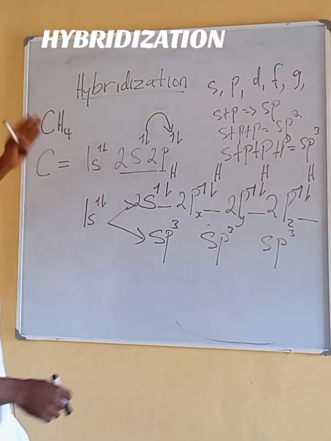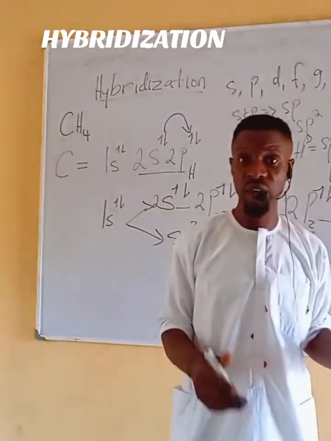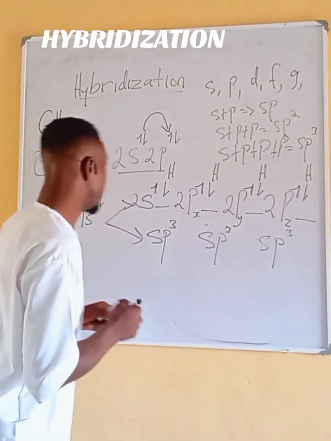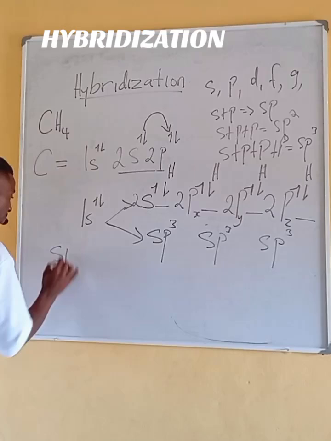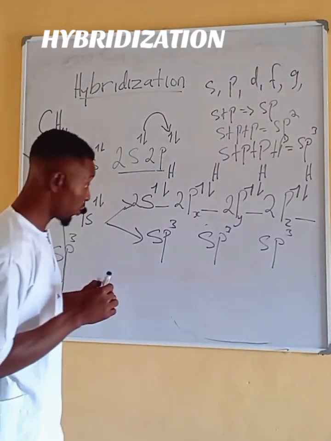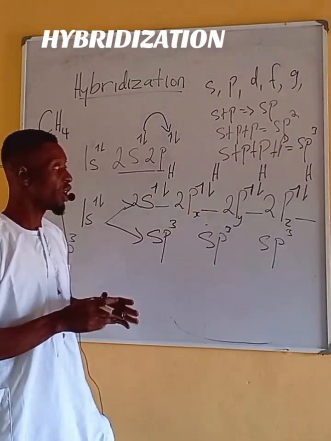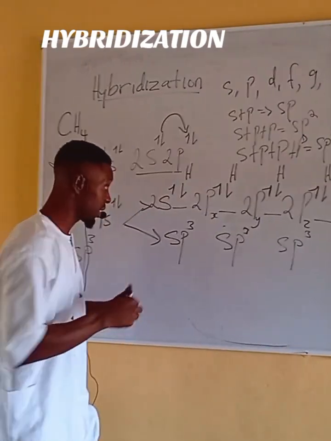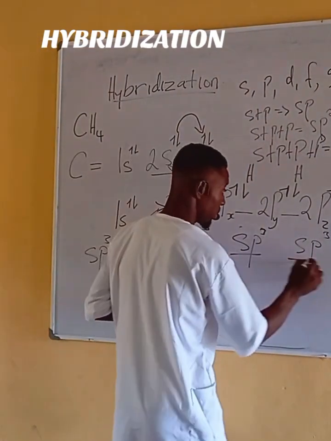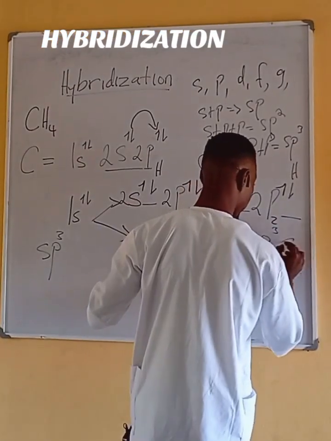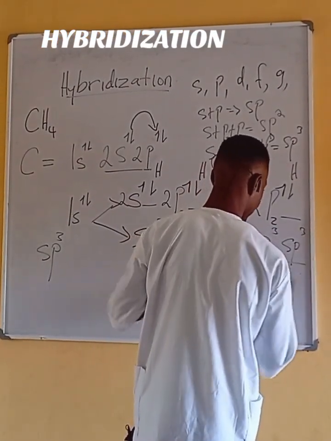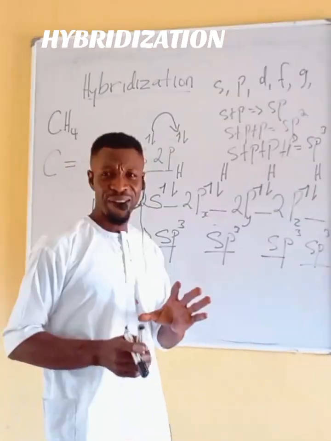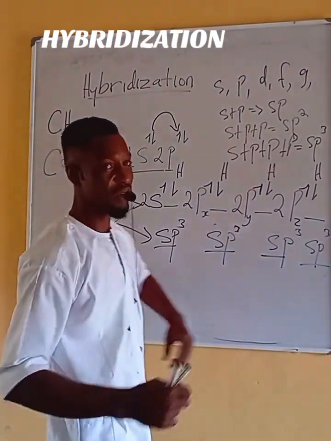So if they ask you what is the hybridization of the carbon atom in methane, you're going to say that the hybridization is sp3. So methane is sp3 hybridized because 1 s orbital is mixing with 3 p atomic orbitals to form the sp3 hybrid orbitals. Basically, the hybrid orbitals formed here are going to be 4 sp3 hybrid orbitals. And that's it for today. Well, that is how simple this concept of hybridization is.